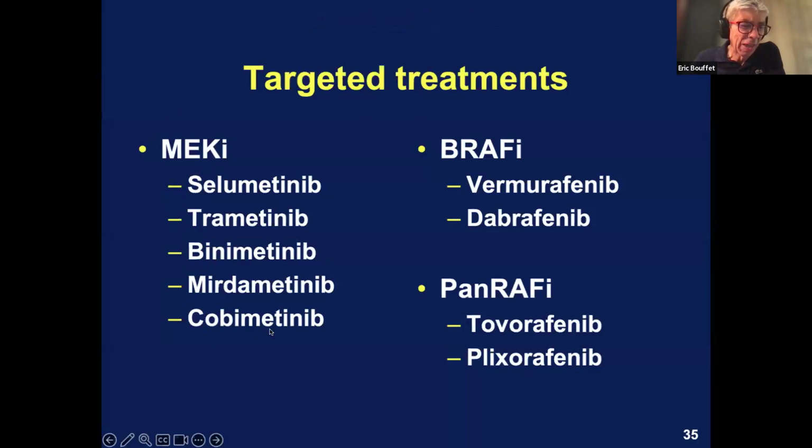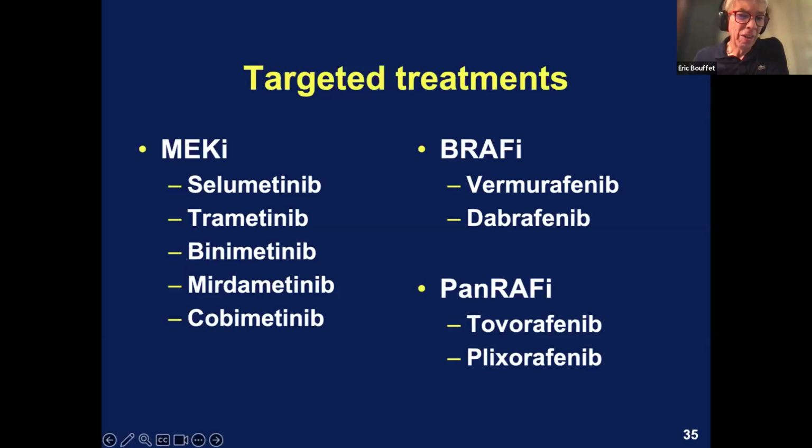Cobimetinib has a very, very disappointing activity. The four others, selumetinib, trametinib, binimetinib, and mirdametinib, seem to have a very similar activity. But the activity is sometimes spectacular, and sometimes you see kids who progress on chemo, you put them on MEK inhibitors, and they have a spectacular response.